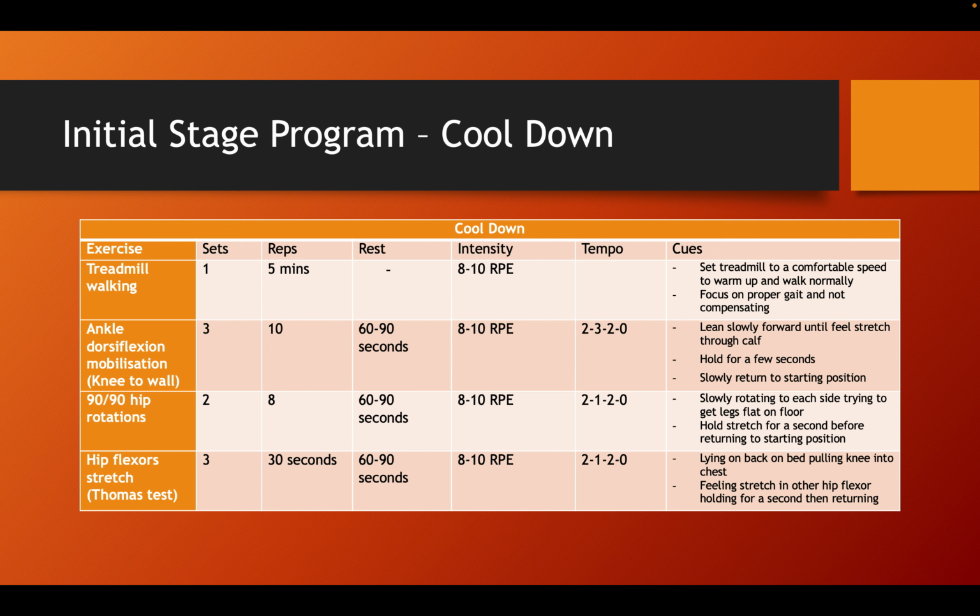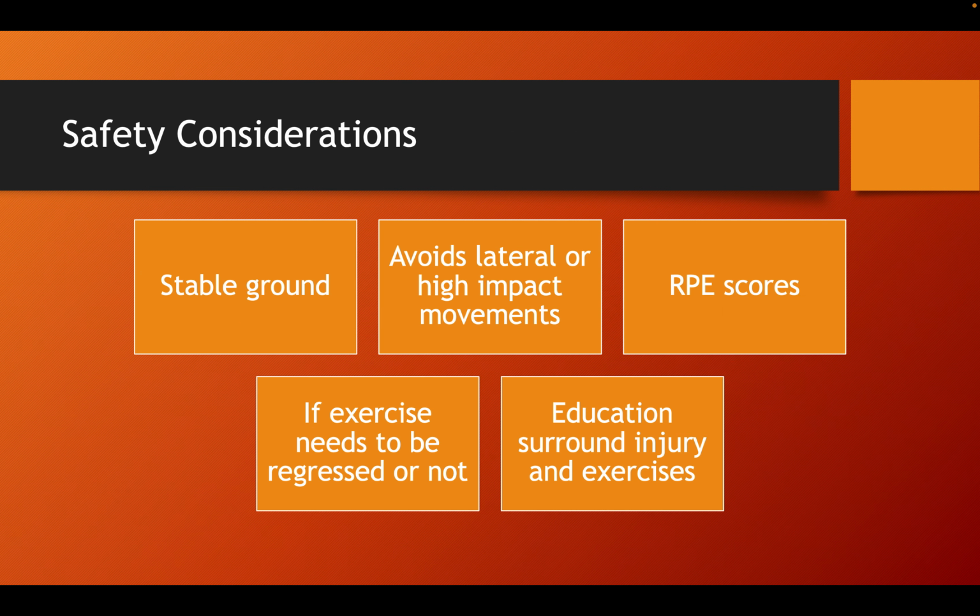The only difference is Steve will have a 5-minute walk instead of a cycle to help retrain the neuromuscular connection within his gait. Safety considerations include ensuring Steve exercises on stable ground and avoids lateral or high impact movements early on. His response to exercise will be monitored using the RPE scale to prevent pain. Depending on how Steve presents, the exercises may be too easy or too difficult and will be adjusted accordingly. Additionally, education surrounding the injury will be provided for Steve.